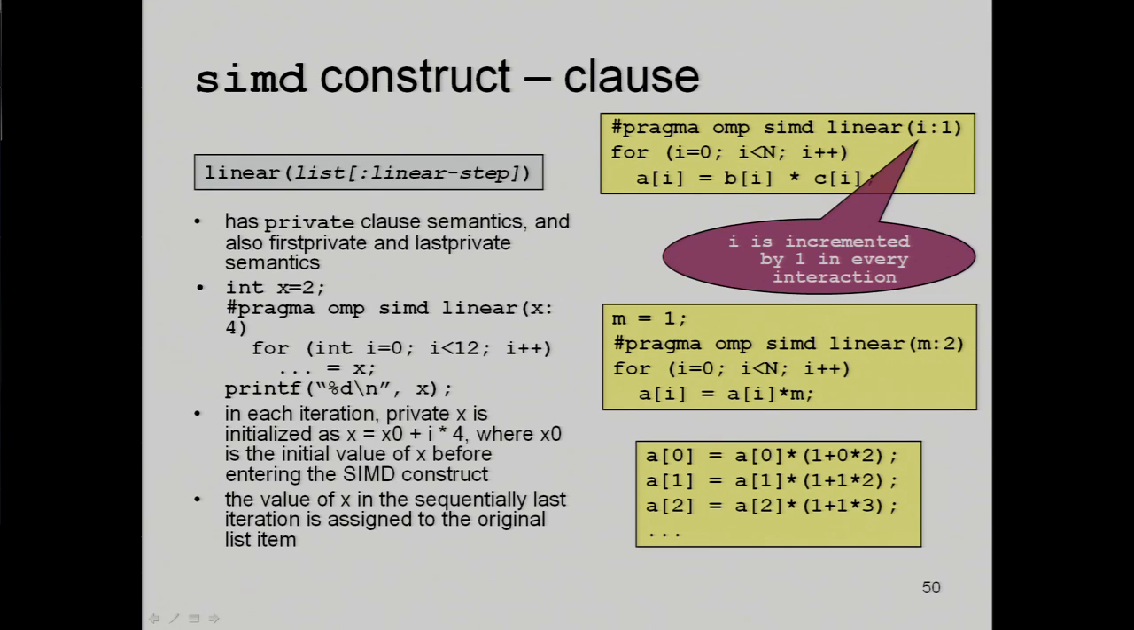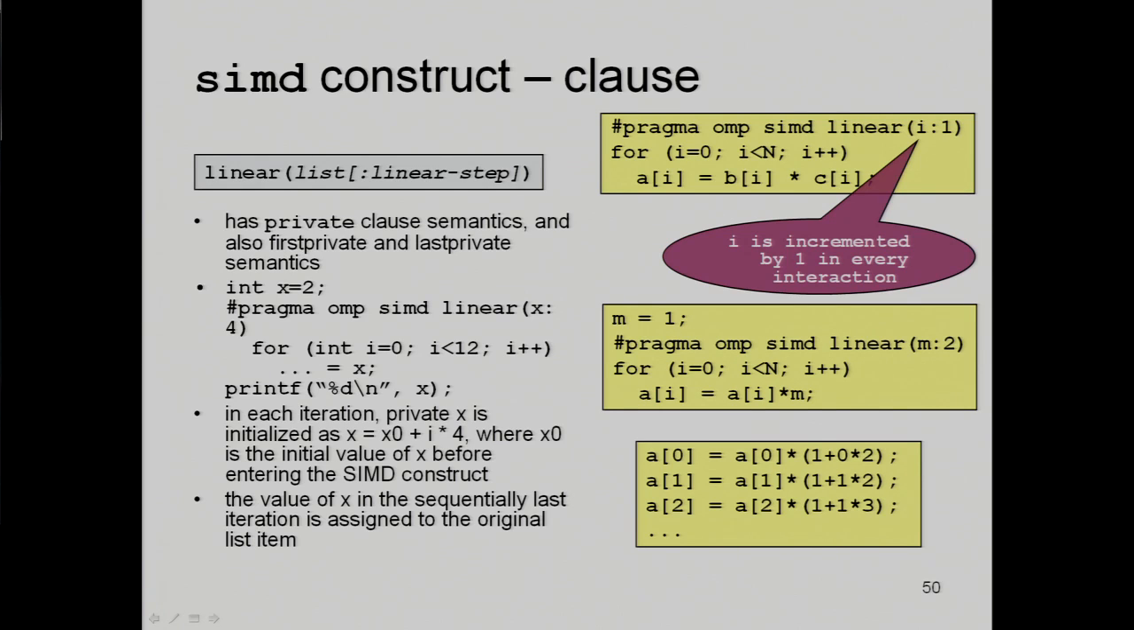So what it means is that if we have a SIMD linear M colon 2 and do all this operation, what this operation actually does is A of 2 and then 1 and all, with M incremented by 2 every iteration. So when the compiler calls the vector instruction, it will take care of this variable. Okay? This is what linear does.